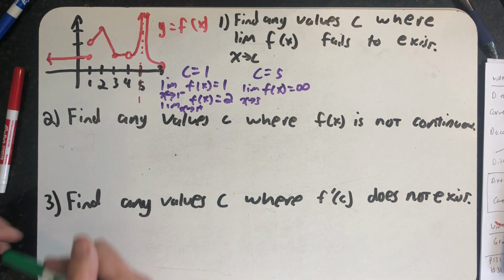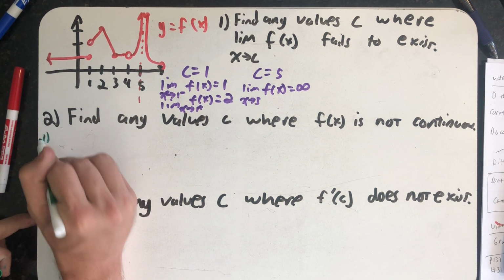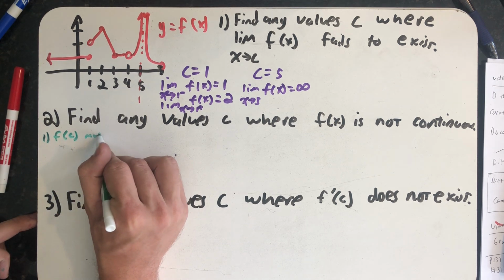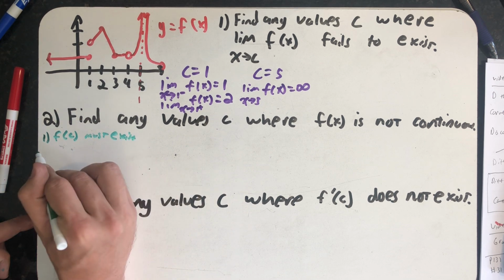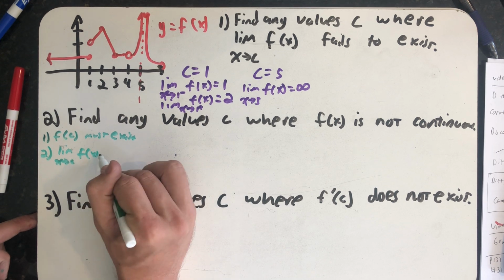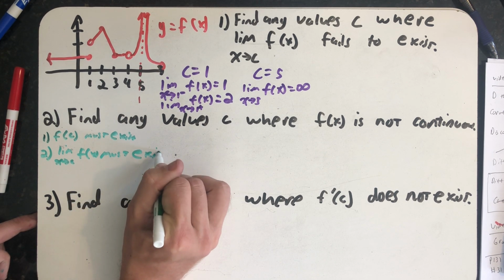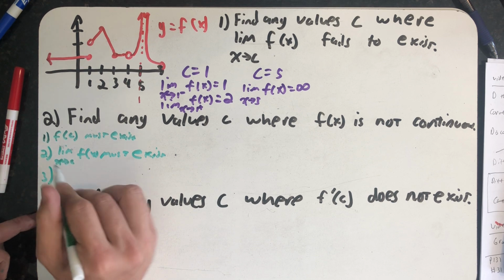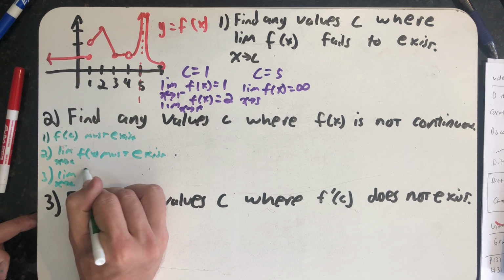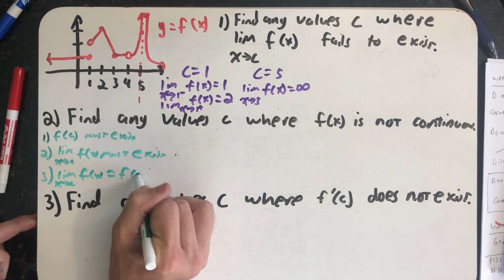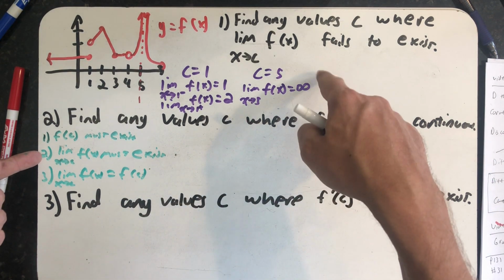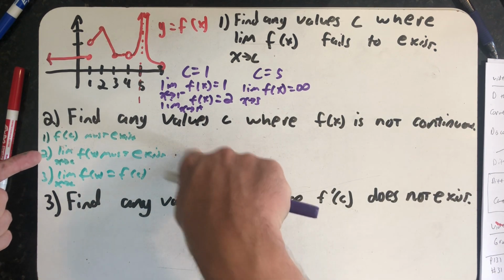Well, what I'm really thinking about here is the continuity test, which would tell me that to be continuous, 1, f of c must exist. 2, the limit as x approaches c must exist. And 3, those two numbers are the same. Okay, well here's the big point. If the limit must exist to have continuity, any answer I just put here is also an answer for number 2.